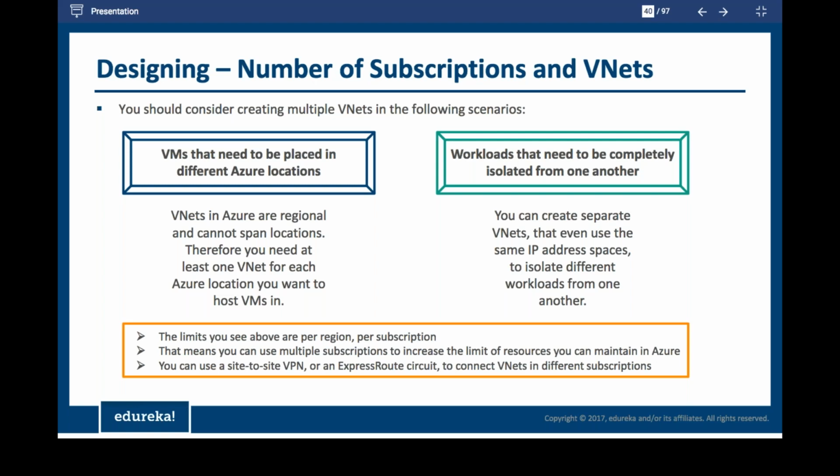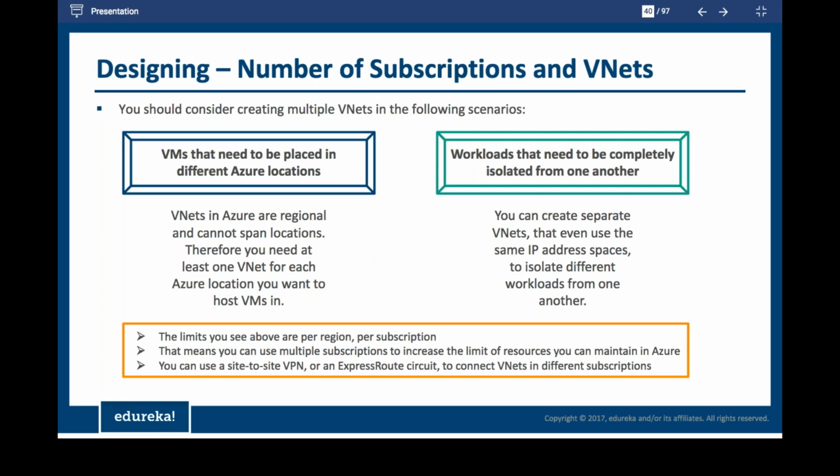Depends on what sort of web application you're going to build. The VNets in Azure are regional and they cannot span locations. So you need to make sure that you have at least one VNet for each Azure location to host any VM. In case you don't create a VNet, Azure will create a VNet automatically when you create a VM. Okay, so without a VNet, there's no VM. Without a virtual network, you don't have any VM.